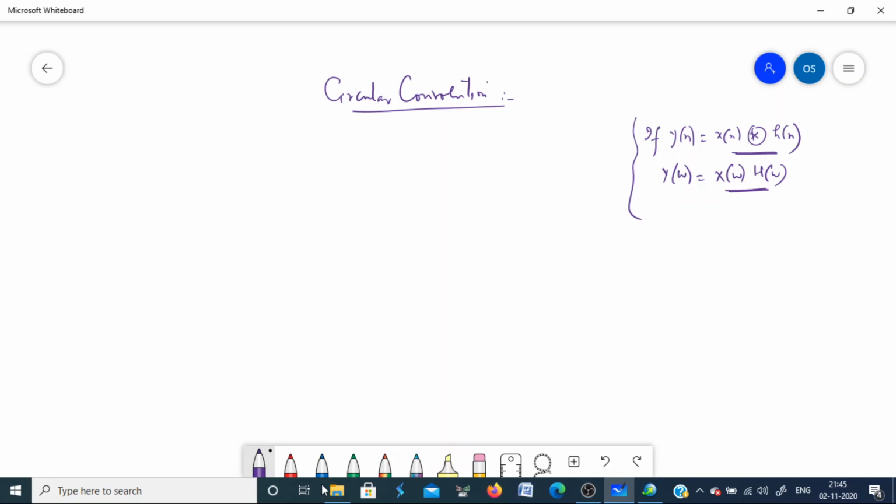In this case, y(n) is nothing but the inverse Fourier transform of X(omega) into H(omega). It means you have two signals x and h. You find their Fourier transforms X(omega) and H(omega), multiply them together, and then find the inverse Fourier transform. You will get the original sequence y(n), which is nothing but the linear convolution of the two signals.